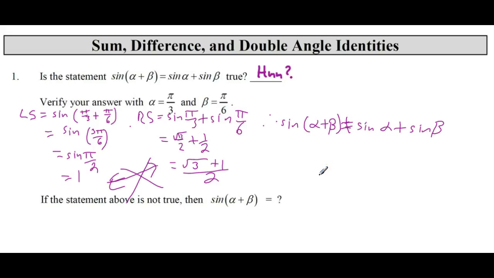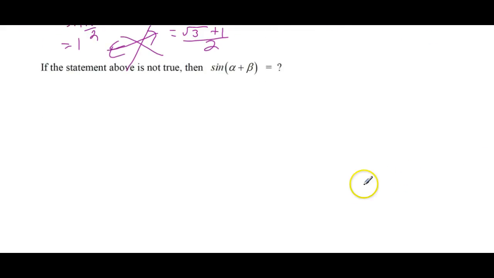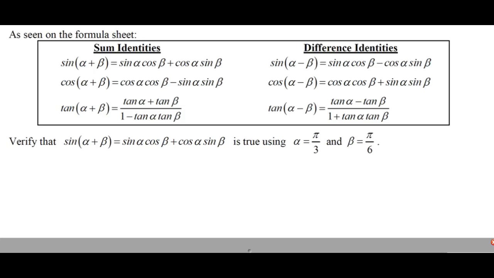All right. So if the above statement is not true, then what is the sine of alpha plus beta? Well, we've got a formula sheet. On the formula sheet, we have the sum identities, when you're adding, and the difference identities when you're subtracting. So verify that sine of alpha plus beta is equal to sine alpha cos beta plus cos alpha sine beta is true, using alpha is pi over 3 and beta is pi over 6.